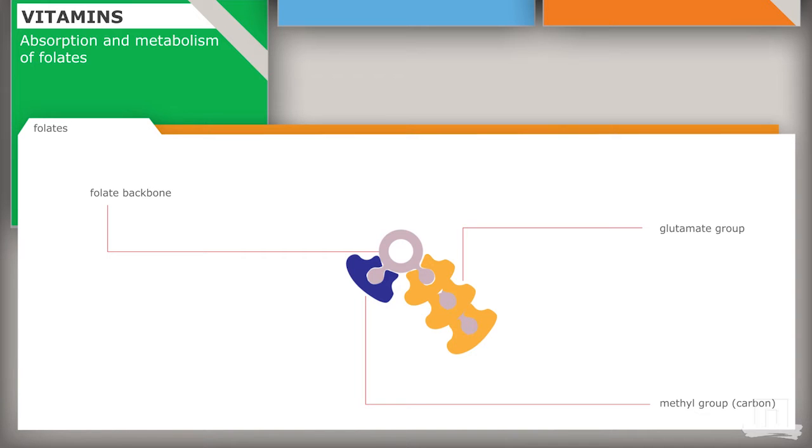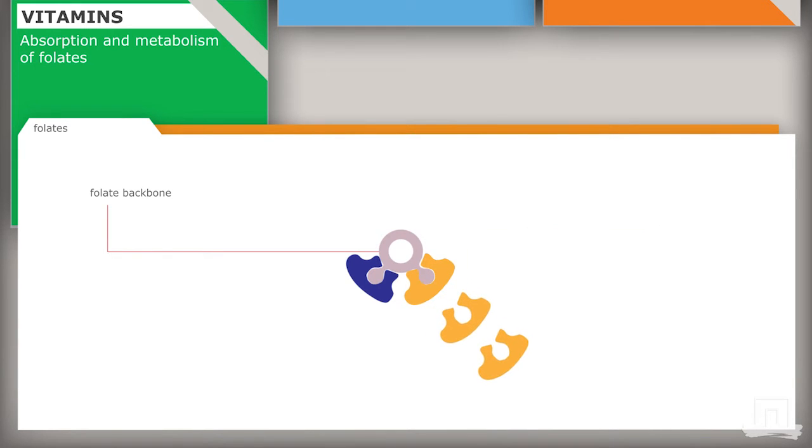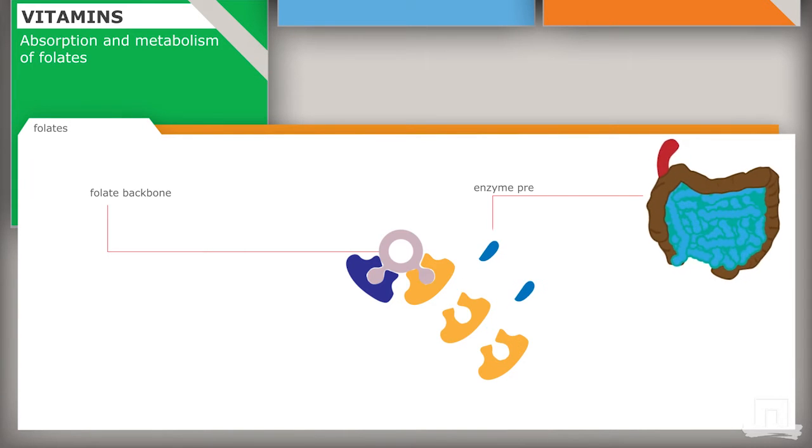Glutamate is one of the 20 amino acids. The majority of food folates contain multiple glutamate groups, which need to be removed to leave only one glutamate in order for folate to be absorbed. This is accomplished by the action of an enzyme that is present in the small intestine.